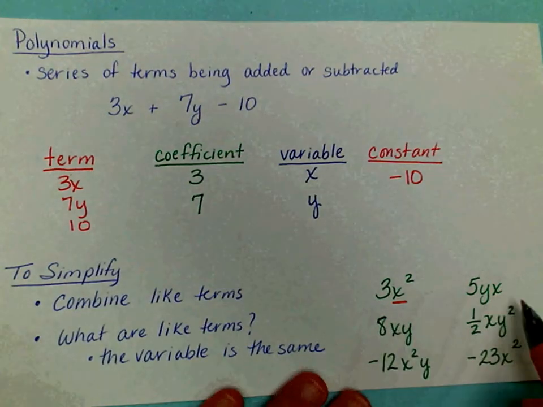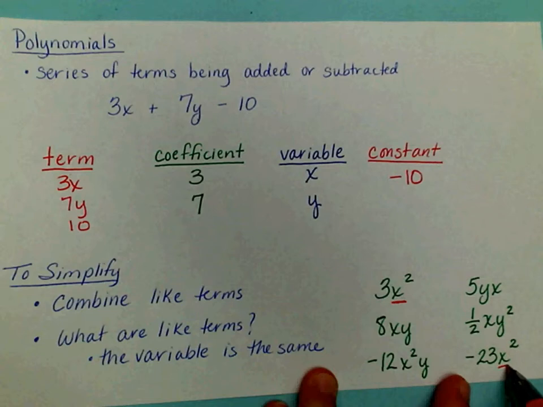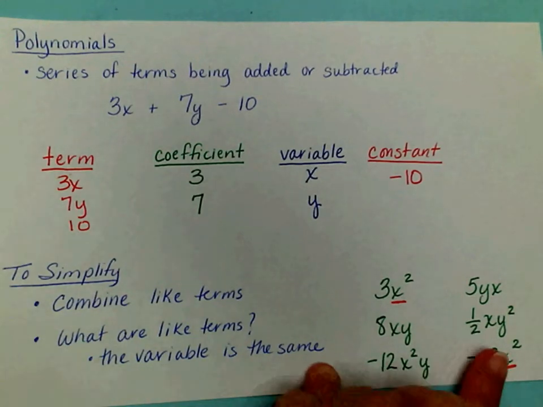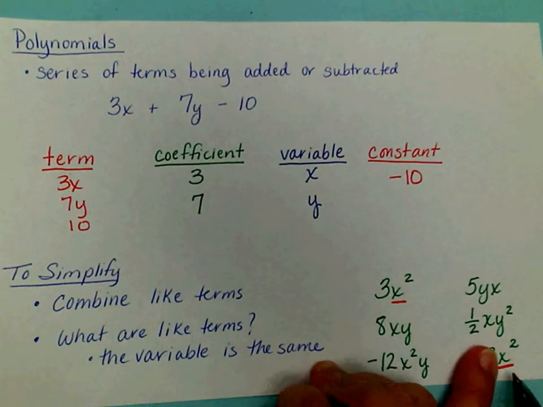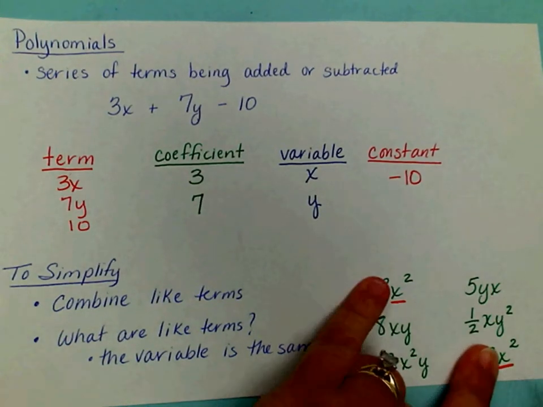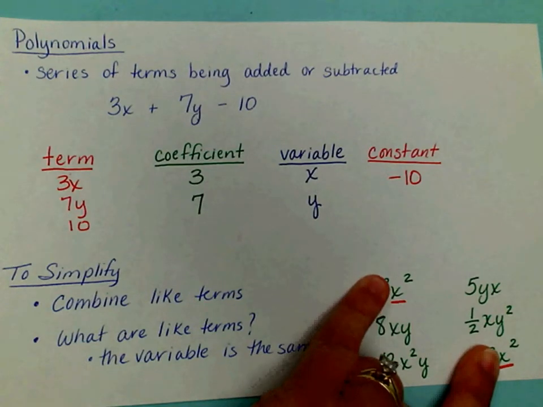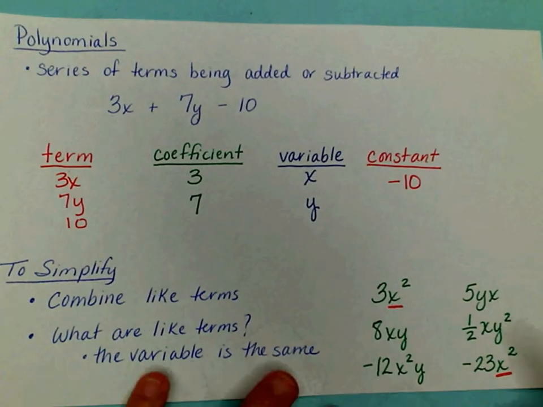But if you go to the next column over, down at the very bottom, that negative 23x squared, if you ignore the negative 23, there's the x squared, and that is the same variable portion as what we had in the first term. Now when we're looking for the same variables, they have to be raised to the same exponents as well.